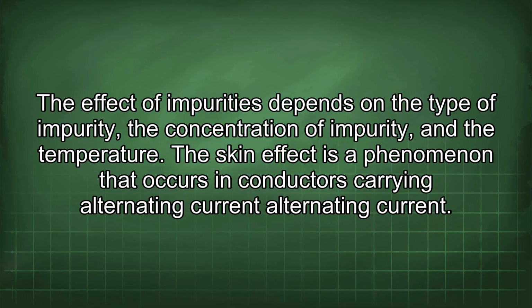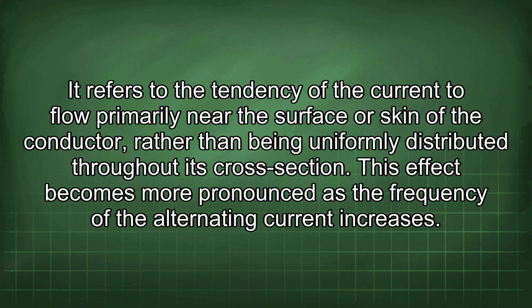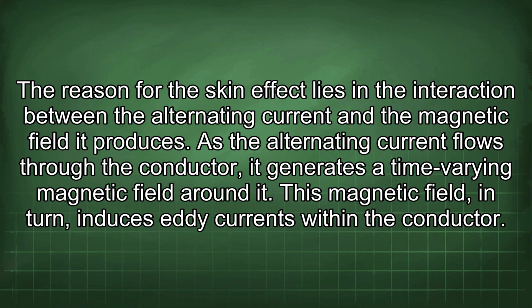The skin effect is a phenomenon that occurs in conductors carrying alternating current. It refers to the tendency of the current to flow primarily near the surface or skin of the conductor, rather than being uniformly distributed throughout its cross-section. This effect becomes more pronounced as the frequency of the alternating current increases. The reason for the skin effect lies in the interaction between the alternating current and the magnetic field it produces.